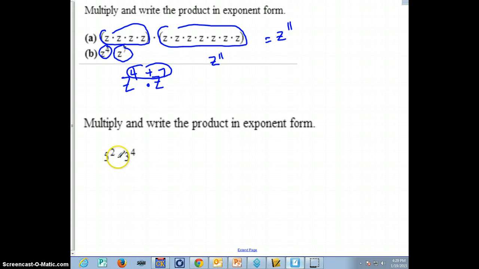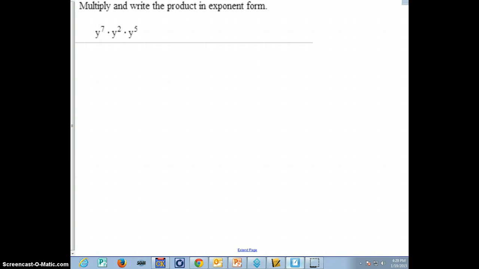Now, in this one, the bases aren't alike. The base here is 5, and this one is 3. So the most that you can do if you have to write it in exponential form is to write it like that. Okay, now, this is a perfect example. Y is matching. I'm going to take these and add them all together. So 7 and 2 would be 9, plus 5 would be 14, so it would be y to the 14th.